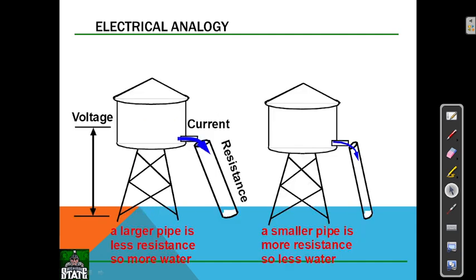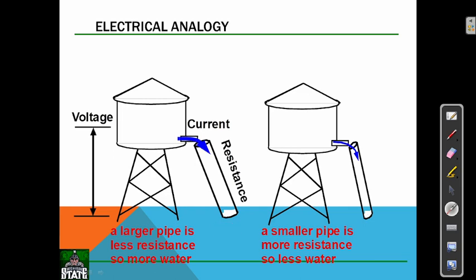And this is the electrical analogy. Here we have voltage, current, and resistance. A larger pipe has less resistance, so more water will come through. A smaller pipe has more resistance, so less water. Do you understand? If the resistance pipe is big, then the water will flow in large amounts.